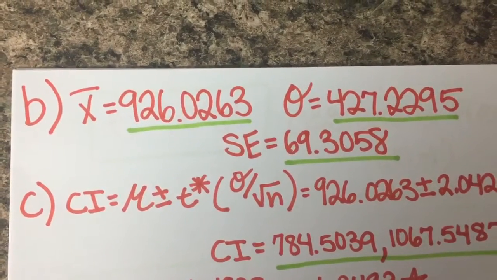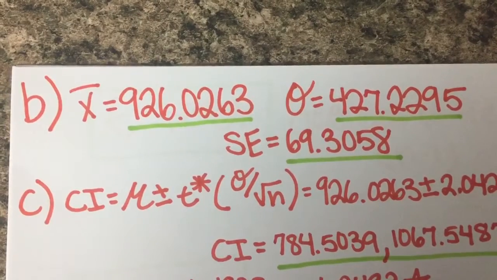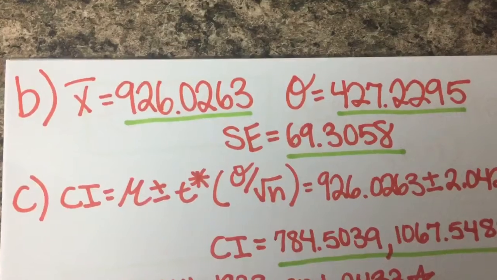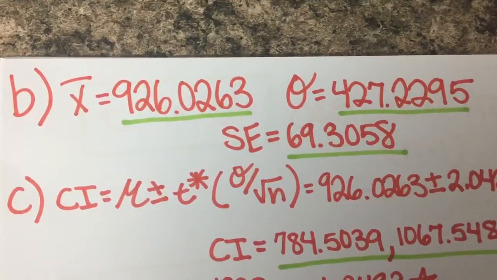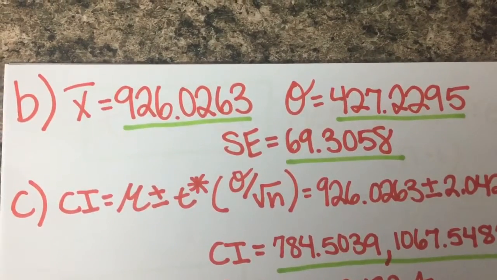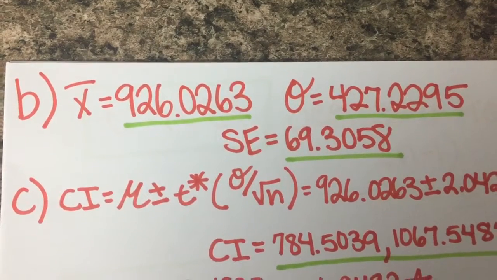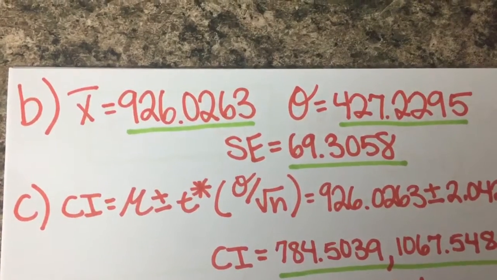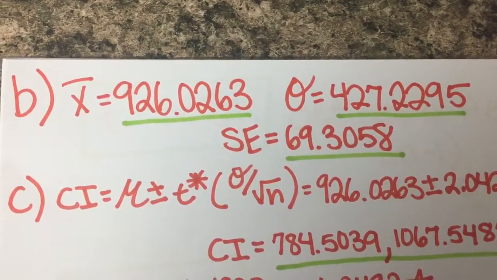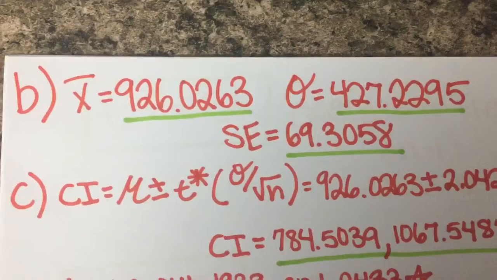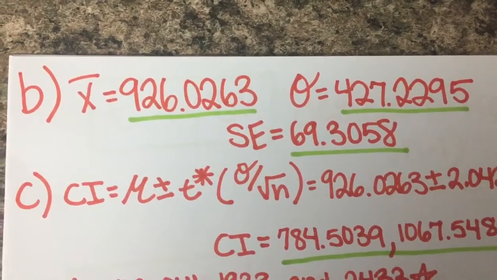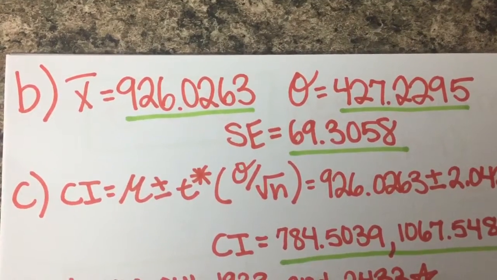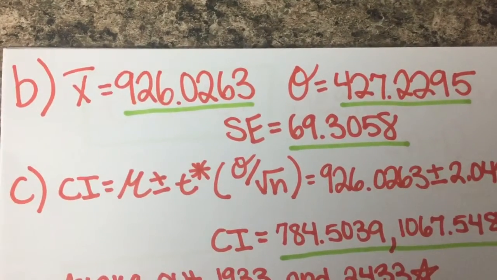Part B asks to calculate the mean, standard deviation, and standard error of this data set, and since I already had those numbers plugged in, I went to stat and then calc and then one variable statistics, and I got, for the mean, 926.0263, and then for the standard deviation, I got 427.2295, and then for the standard error, that is standard deviation over the square root of n, so for that I got 69.3058.